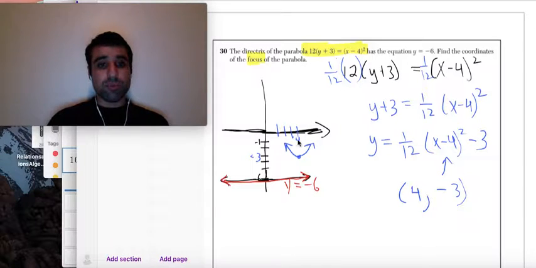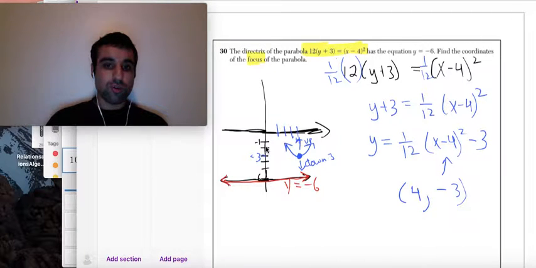Now, every point on the parabola, by definition, has to be equidistant, the same distance from the focus as it is from the directrix. From -3 to -6, the directrix is 3 units below the vertex. Therefore, the focus should be 3 units above the vertex, because the vertex has to be equidistant from focus and directrix. If you go up 3 from y equals -3, you get y equals 0, but the x coordinate's the same.